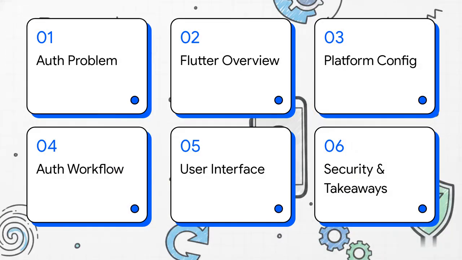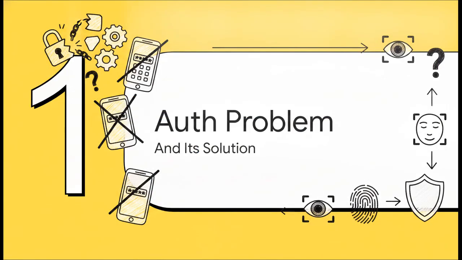Okay, let's take a quick look at our roadmap. We're going to cover the core authentication problem, get a high-level Flutter overview, configure our native platforms, build out the actual authentication workflow, design the user interface, and finally, wrap up with some critical security takeaways. Let's dive right in. Part 1. The authentication problem, and of course, the solution.